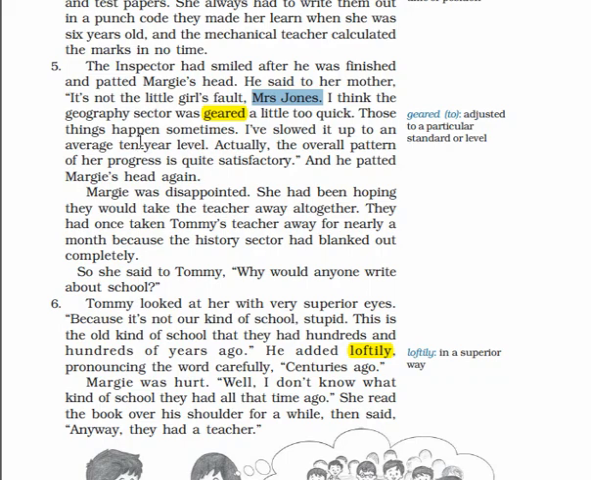"Those things happen sometimes. I've slowed it up to an average 10-year level. Actually, the overall pattern of her progress is quite satisfactory." And he patted Margie's head again. Margie was disappointed. She had been hoping they would take the teacher away altogether. They had once taken Tommy's teacher away for nearly a month because the history sector had blanked out completely. So she said to Tommy, "Why would anyone write about school?"